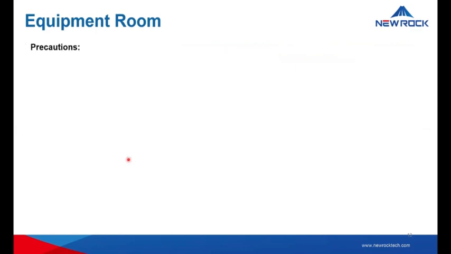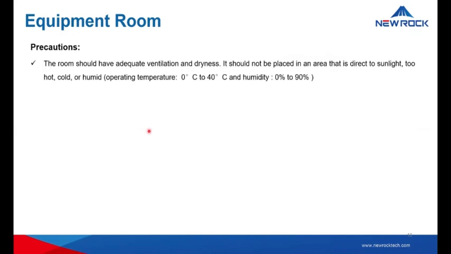The first precaution that we strongly suggest is that you need to have a room with adequate ventilation. This place should not be exposed to direct sunlight, nor extreme hot or extreme cold. And the operating temperature should be between 0 to 40 degrees Celsius, with a humidity of 0 to 90%.